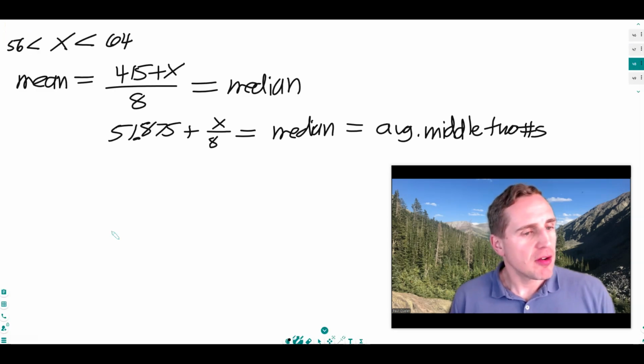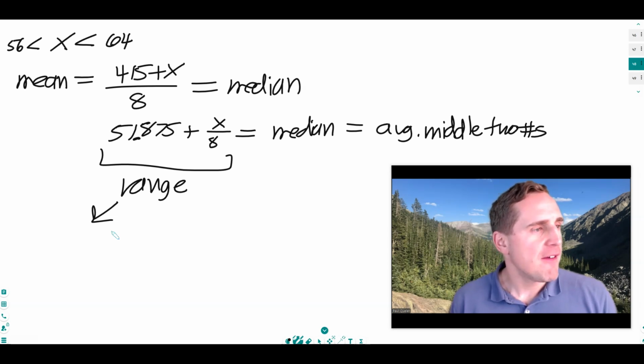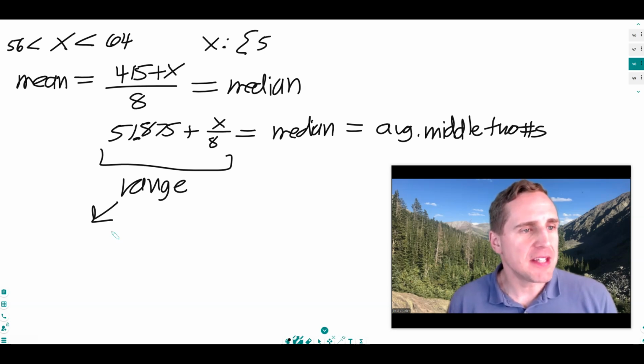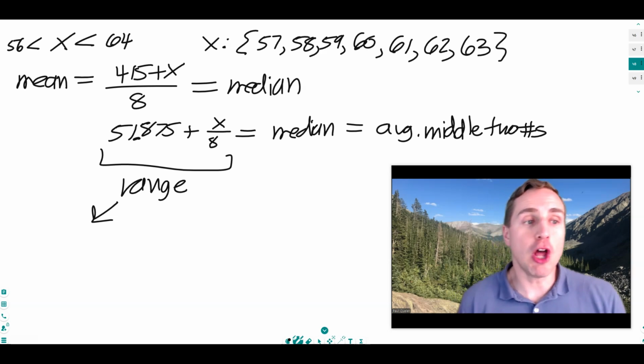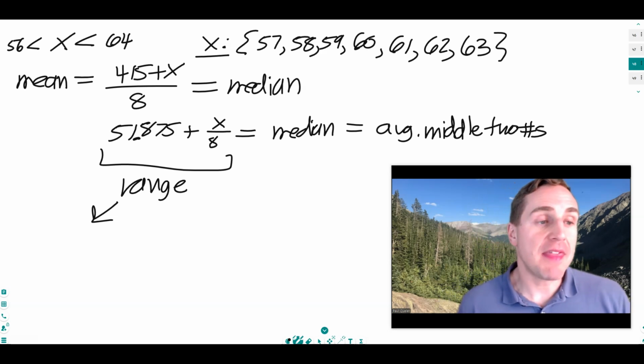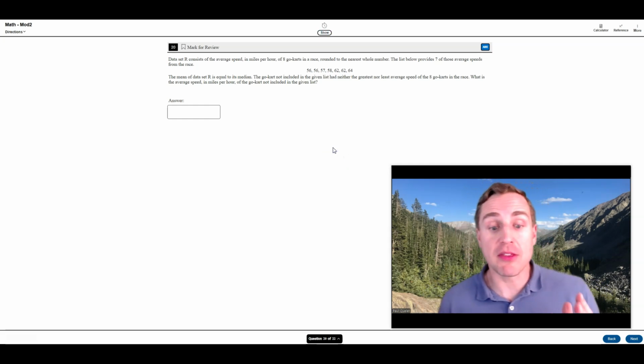Let's consider the range of the means. It turns out we know that x can only be from the following set: 57, 58, 59, 60, 61, 62, or 63. Now, if you were low on time on the exam, I would recommend that you just guess one of these numbers, whatever you think is probably the most likely number.